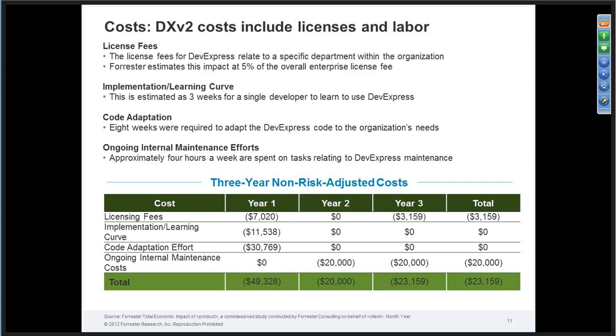And so if you look at the yearly license cost, the year 1 license cost for the entire DX suite that they were using was about $7,000, and that includes the first year of support, and then there was ongoing support. So that looks at the overall total in terms of licensing fees at about $3,000 per year.